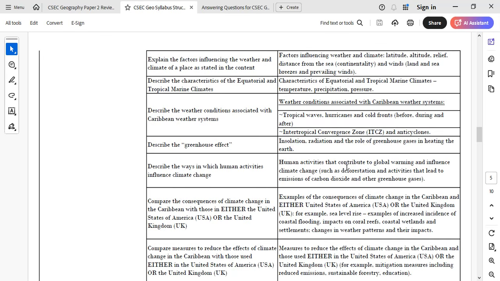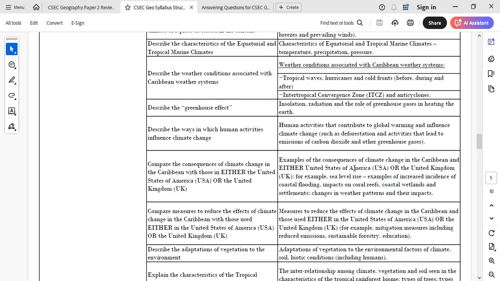Understand the greenhouse effect, the role of insolation, the shortwave radiation and the longwave radiation, and that trapping of the heat. What contributes to global warming? Human activities. What are the consequences and measures to reduce the effects? And case studies are required.